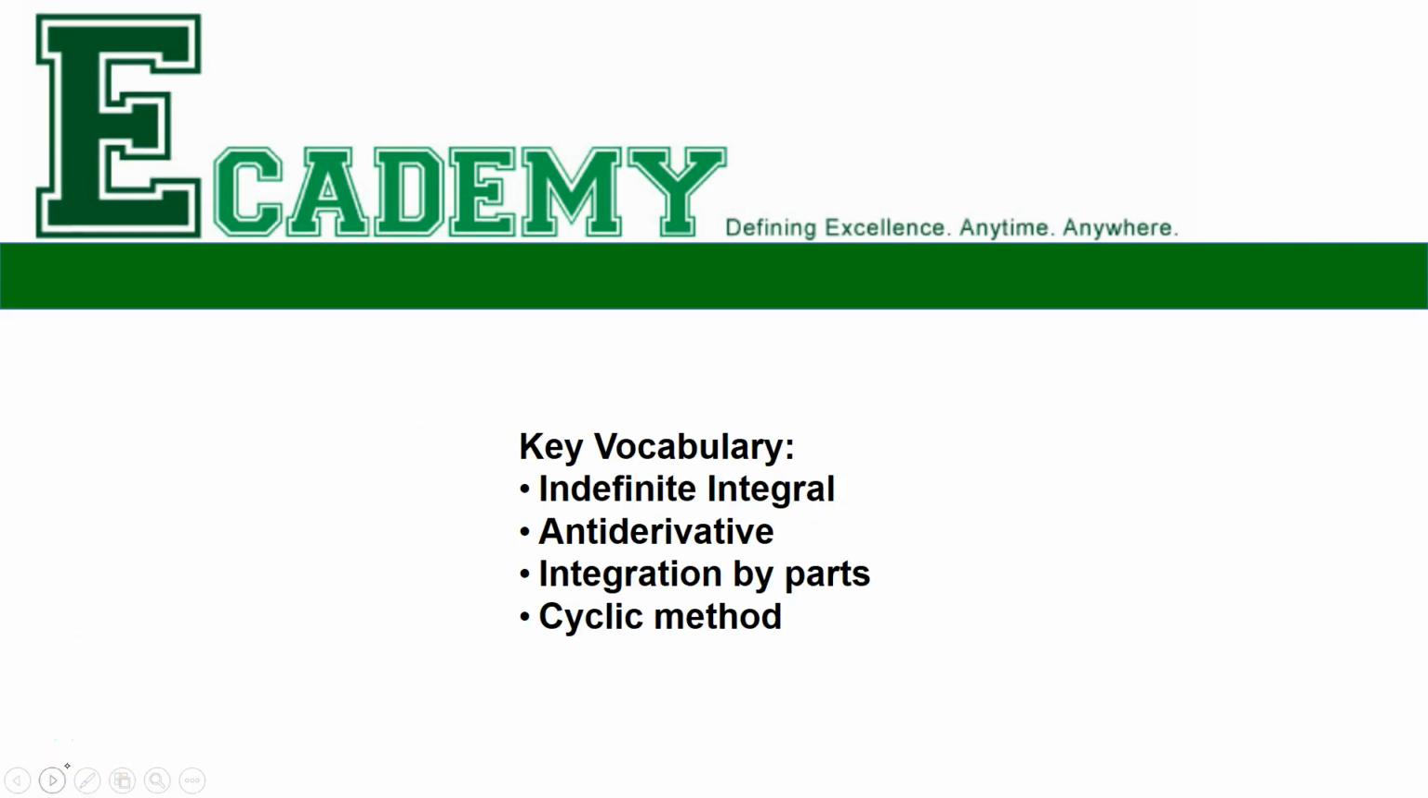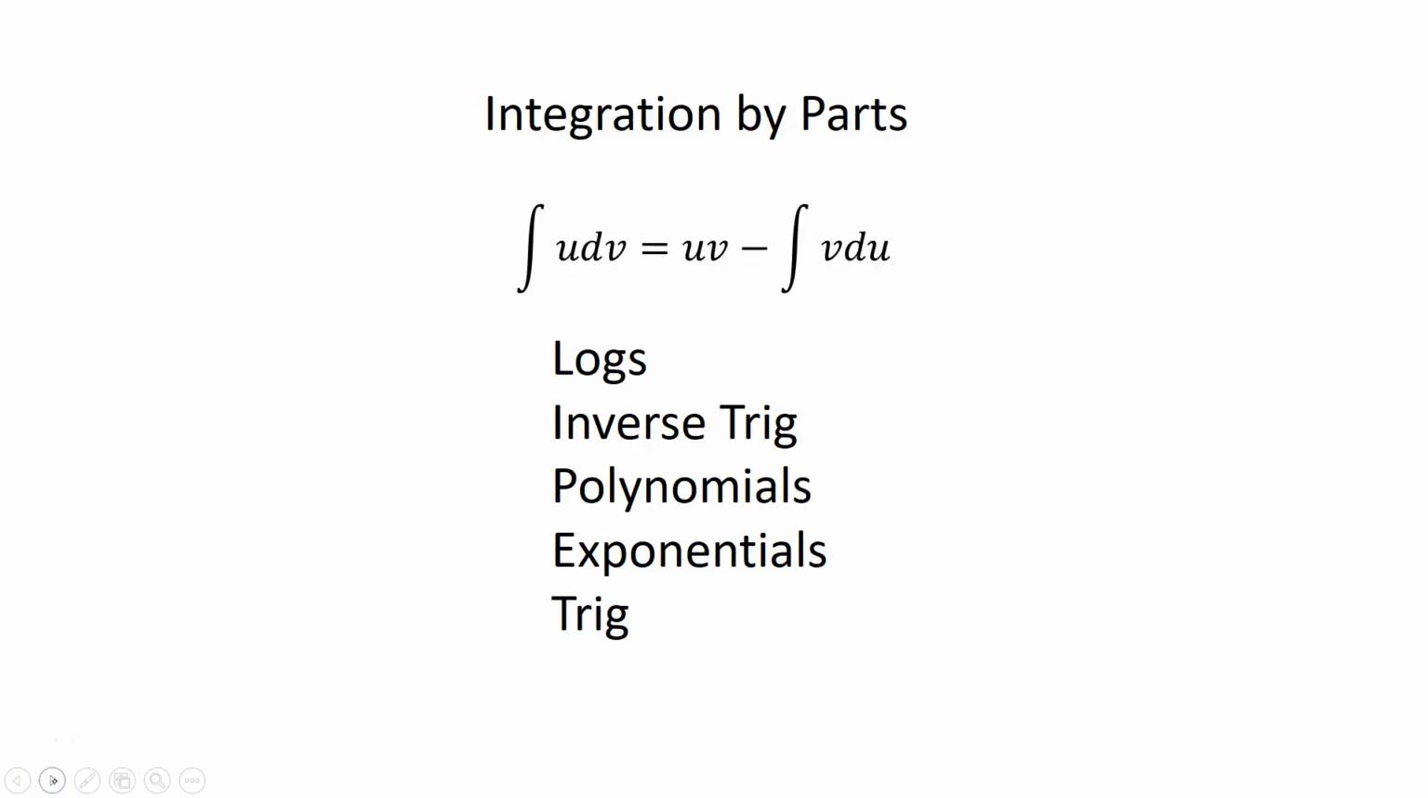All right. So, key vocabulary: indefinite integral, that's what we've been talking about lots in this chapter, antiderivative, integration by parts, and the cyclic method. So nothing too surprising there. So integration by parts: integral u dv equals uv minus integral v du.